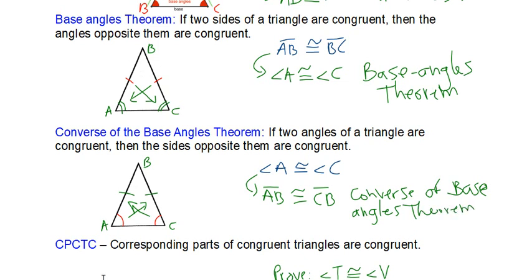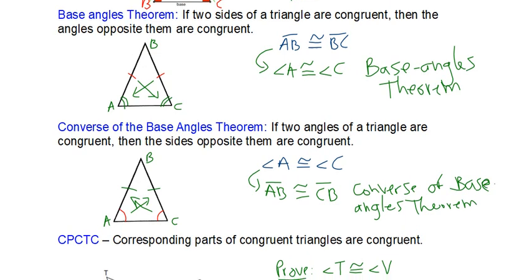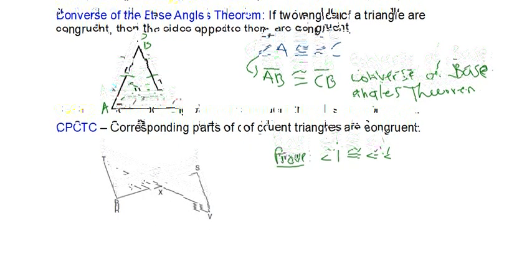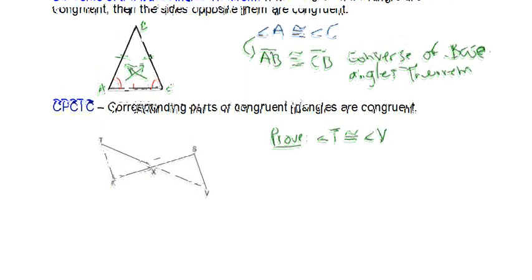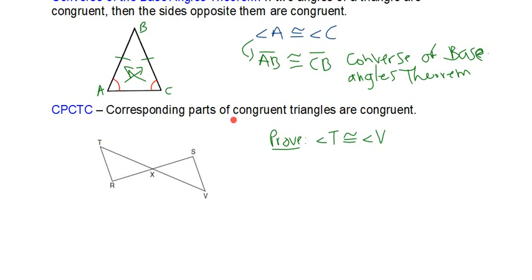And finally, something completely new, but not really completely new. We have known this since the transformation unit. CPCTC stands for corresponding parts of congruent triangles are congruent. We know that if two figures are congruent, then all the corresponding angles and all the corresponding sides are congruent.